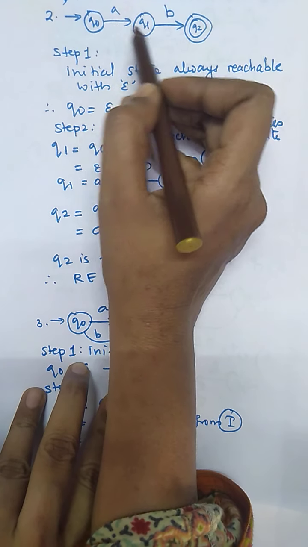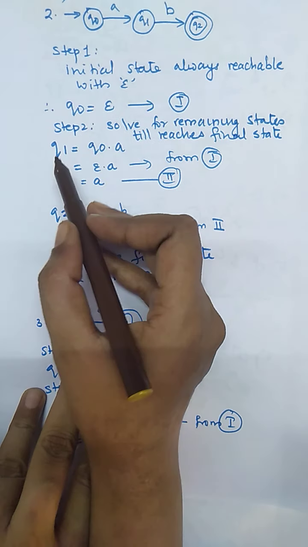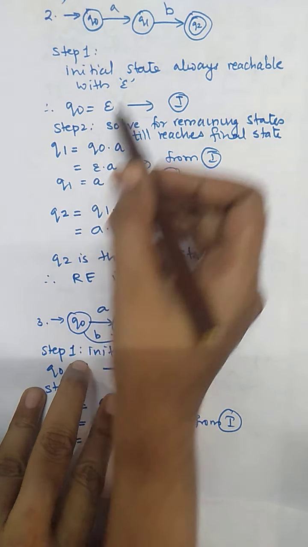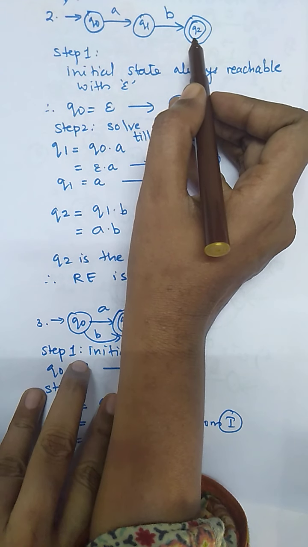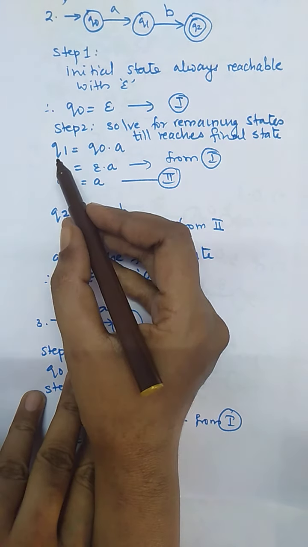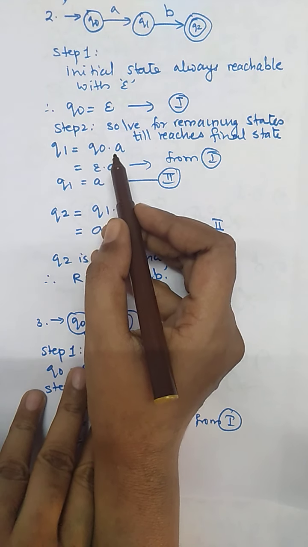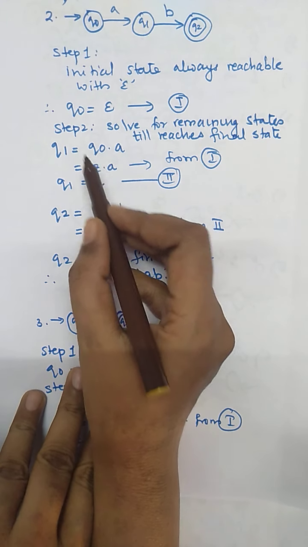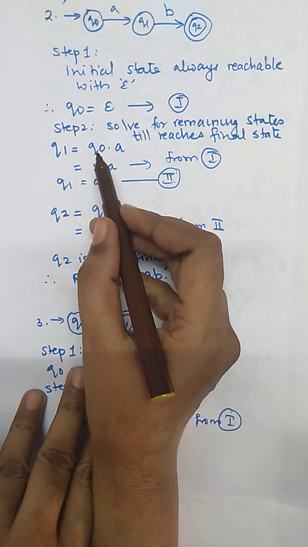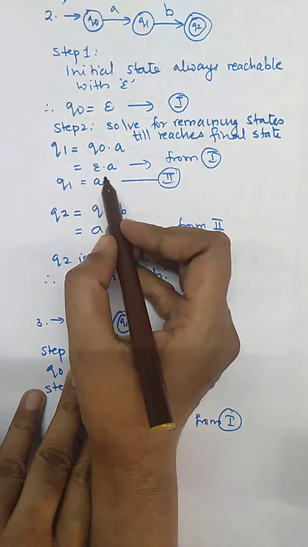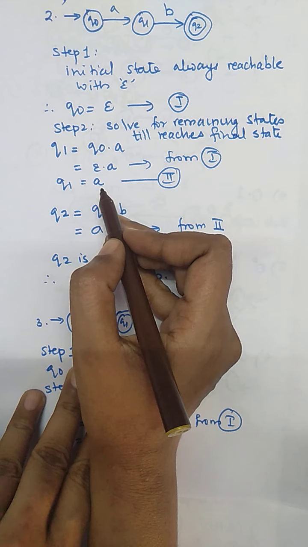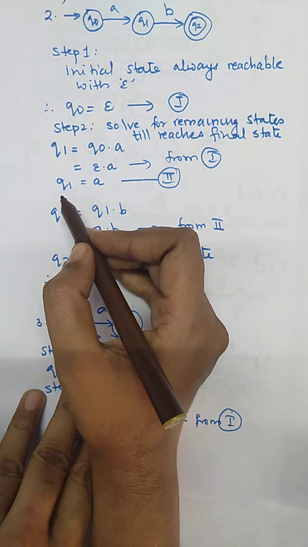How will you reach Q1? Q0 with A. So Q1 is Q0.A. Now Q1 is the intermediate state, and it is necessary for the Q2 regular expression. That means Q1 also has to be in terms of input symbols. We should not have any state name in the regular expression of Q1, so I have to remove Q0. I can remove Q0 by putting the value epsilon for Q0. Epsilon.A is now A. So Q1 has a regular expression without any state name. The regular expression for Q1 is A.